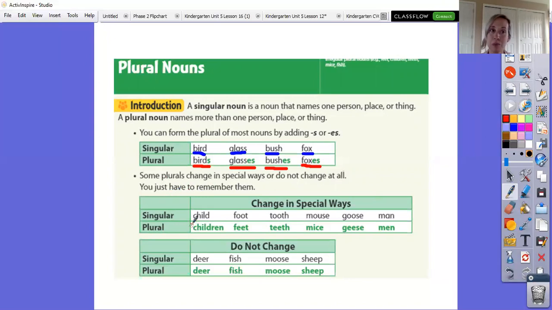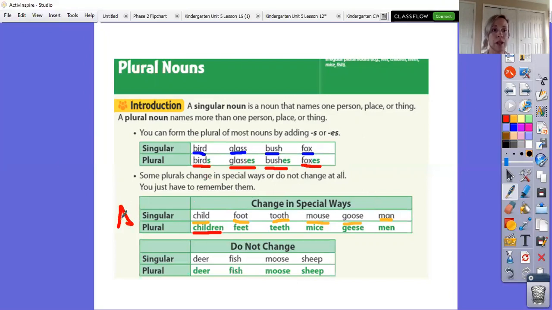Again, I said in the beginning, sometimes we won't just add an S or ES. There's some special ones. So the singular, let's look at this one down here. I'm going to use a different color to show you. Child, there's only one child. Only one foot. One tooth. One mouse. One goose. One man. All right. So in this instance, we're not just going to say childs with an S. She has 3 childs. You'd say she has 3 children. So it completely changes the word when you make it a plural.